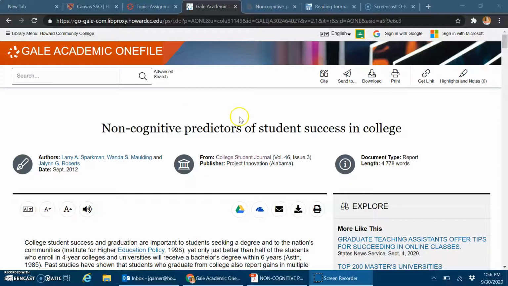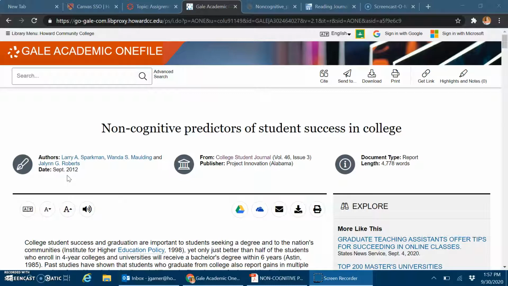So I just have the article up, which was linked for you. This is from our HCC library database. And so I just want to point out a few elements to you. So first of all, we have the author's names right here. This was published in 2012.